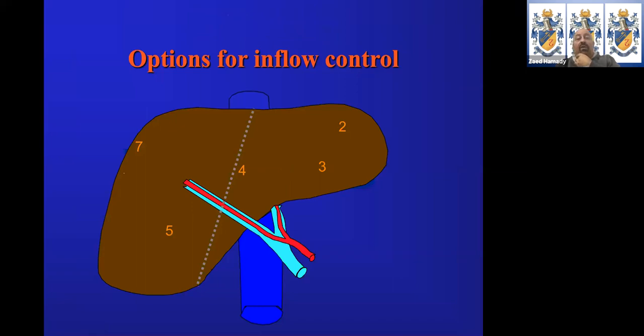So for the options for inflow control, you either go for a complete clamping of the portal structures, which you call a Pringle's maneuver, or selectively you can take the right portal and right hepatic artery structures. We used to do that quite as a standard way, to take the right portal vein and right hepatic artery. However, more recently, particularly with the popularity of laparoscopic resection, we are more and more doing the transection without going through that procedure. It saves time, and we didn't find much difference in terms of blood loss as well.